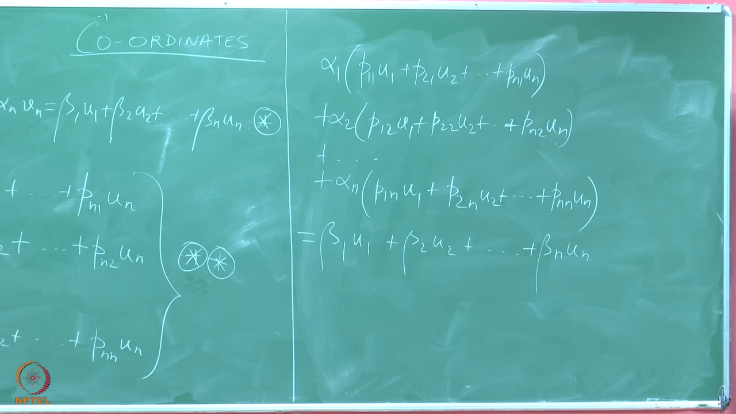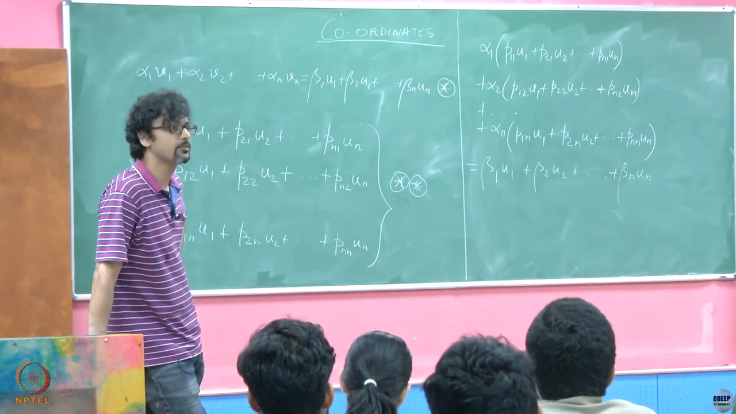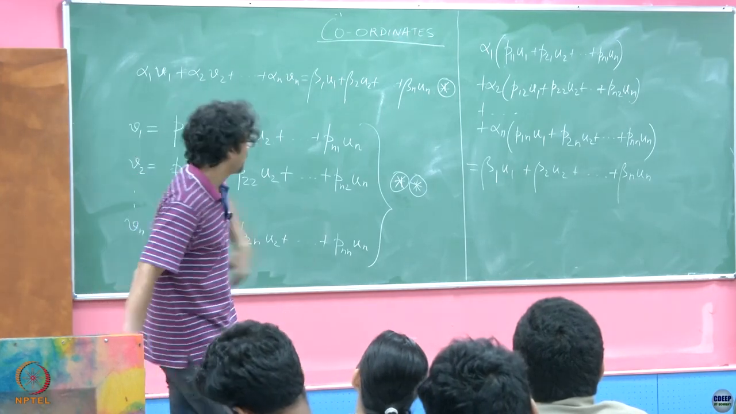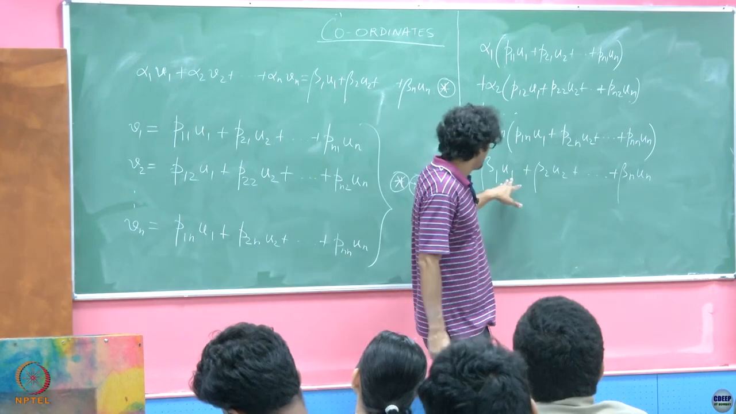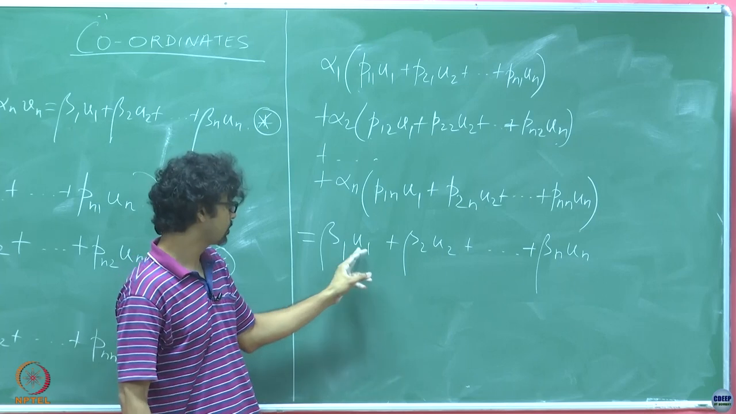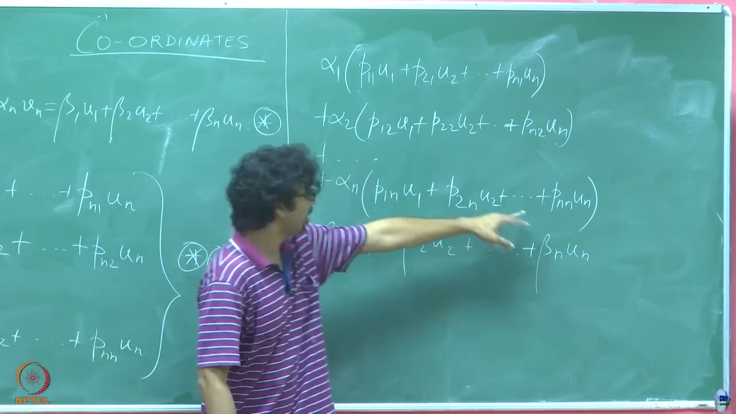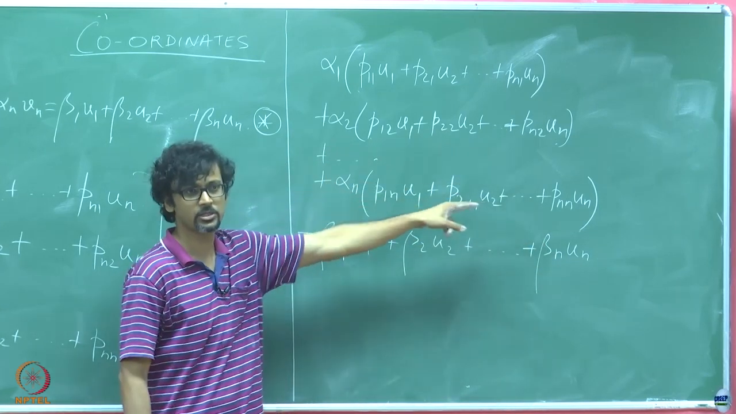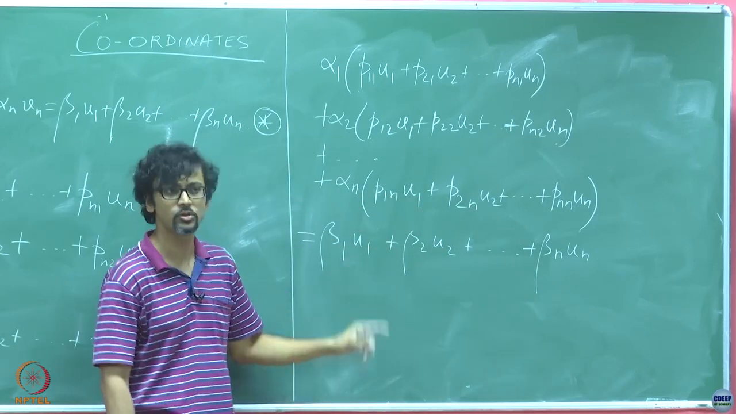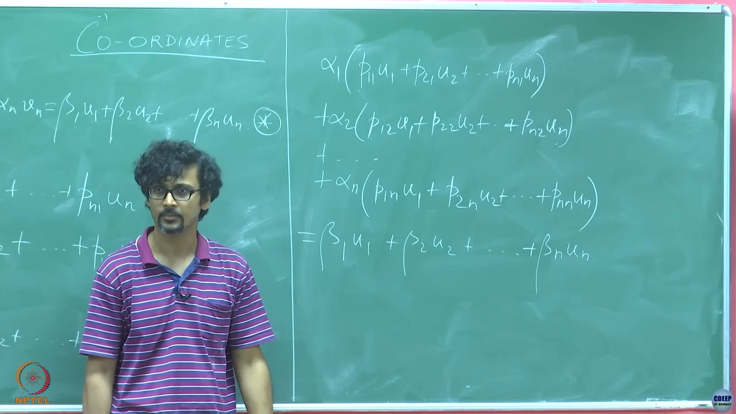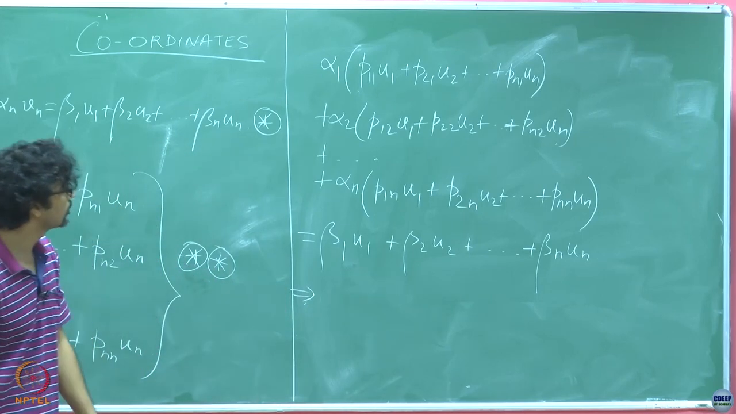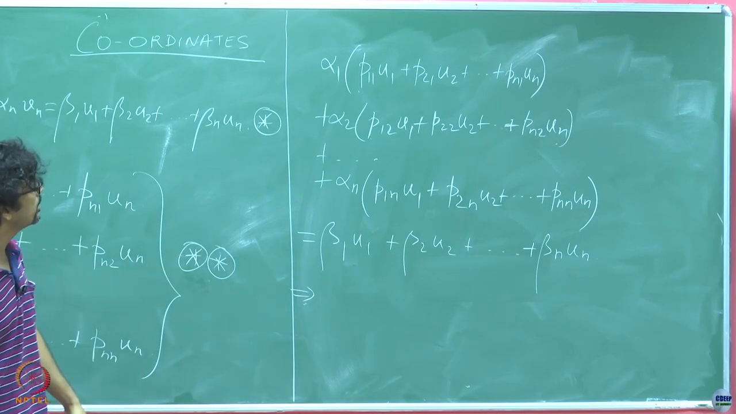Something that I proved the other day says that in terms of a given basis, every vector can be represented uniquely. Here what I have is a vector which is represented in terms of the u's. On the right hand side, I also have a vector which is represented in terms of the same u's. Therefore, the coefficients of each of these u's must agree. Yeah? But what does that entail? So please fill out those gaps for me.